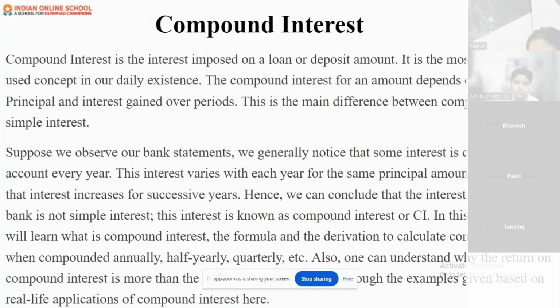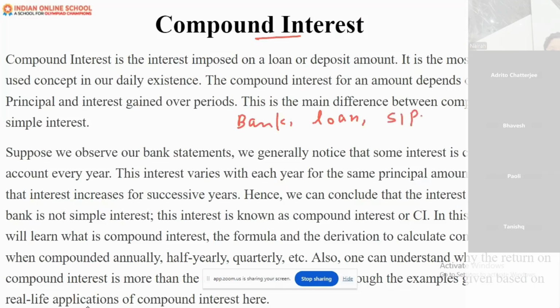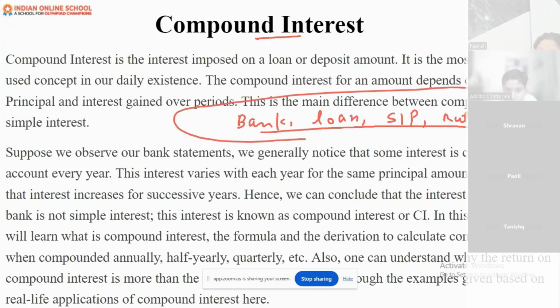Okay, so now let's talk about compound interest. So what is compound interest? Compound interest is imposed on deposit money, and it is mostly used. I will explain that nowadays when you go to the bank for any loan or any SIP, any funds, mutual funds, all of these work on compound interest only.